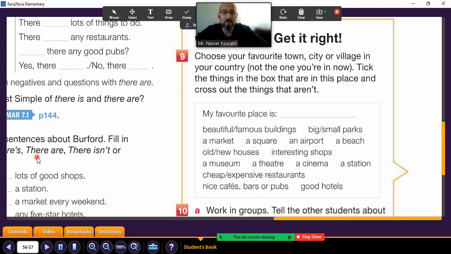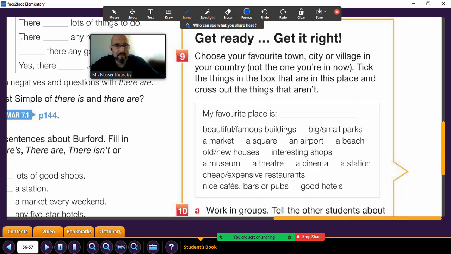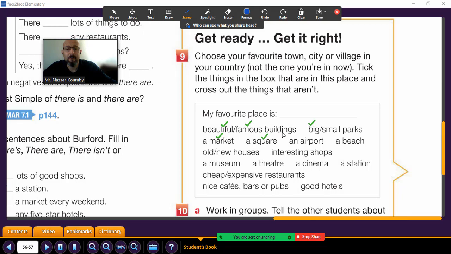Okay. So write, for example, write here, my favorite place is Y, and after that. Okay. So we say here, for example, building, maybe beautiful building, maybe famous building, maybe two, beautiful and famous buildings. Maybe a big park, a market, a square, maybe an airport, maybe no, for example, a beach, maybe yes, maybe no. So anything you have, write. Okay. So after that, when you tick, write, my favorite place is, and write it, please. Write on, for example, a Word file, like here, for example. Let's do it together here.